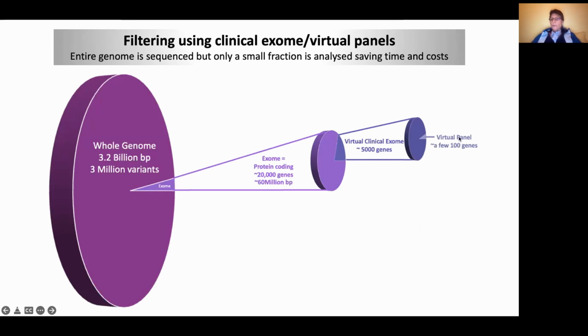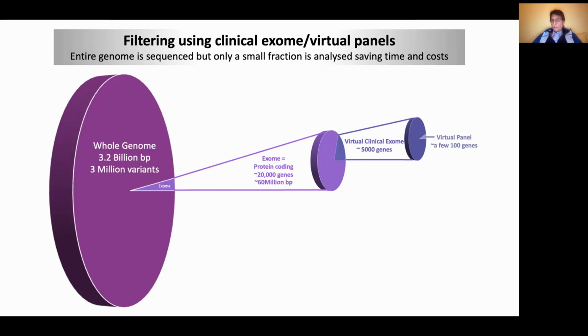And these are known as virtual panels. So they're not the same as targeted capture panels. You're still doing whole genome sequencing, but only looking at a limited number of genes associated with the phenotype that you're interested in. And so this comes back very much to clinicians giving information about what the clinical phenotype is. And clinical phenotyping by clinicians is absolutely essential for this type of analysis.